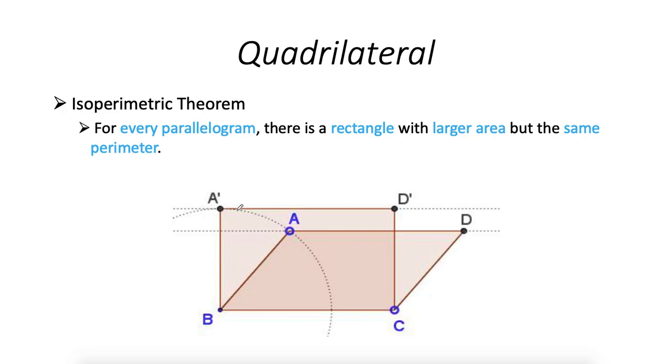Now this is a very interesting property and highly tested in the exam as well: for every parallelogram there is a rectangle with a larger area but with the same perimeter. To understand this, consider BADC as a rectangle and this BADC as a parallelogram, where the perimeter is the same. That means this side is equal to this side, D dash C is equal to DC, and this side is the same for both.